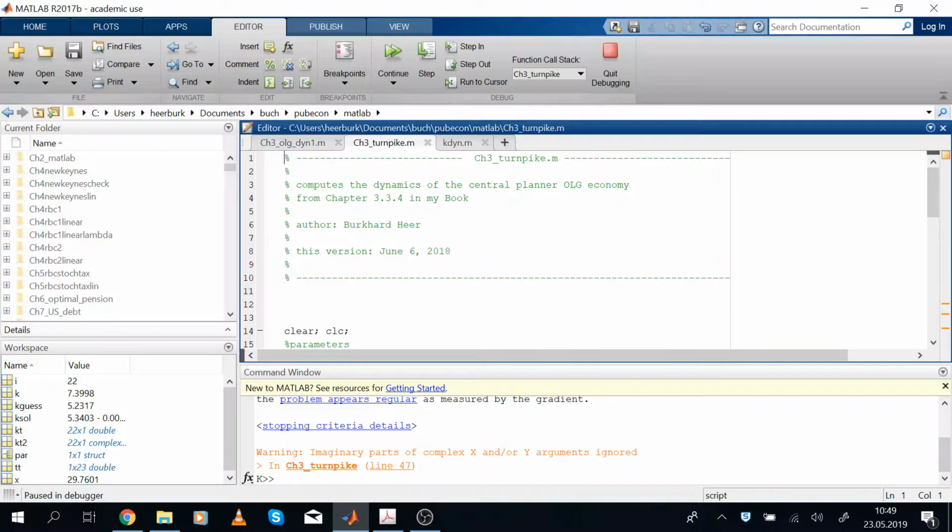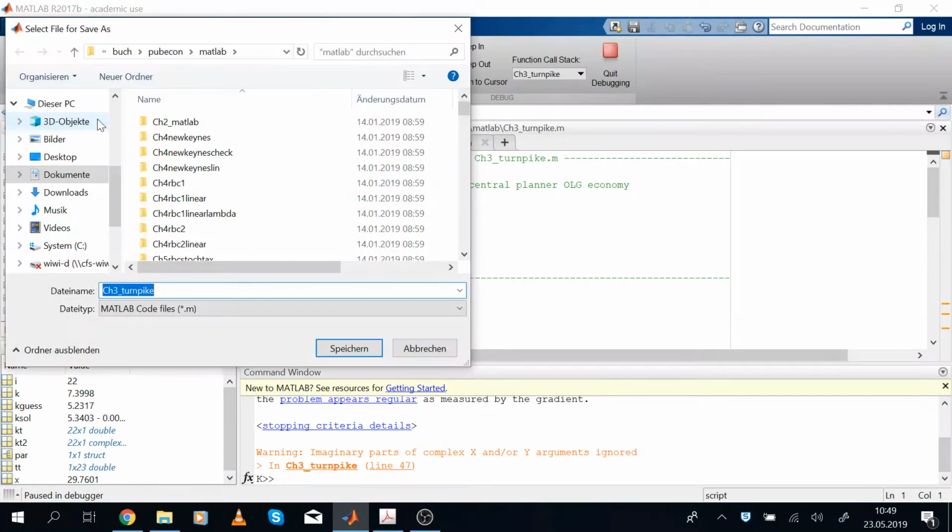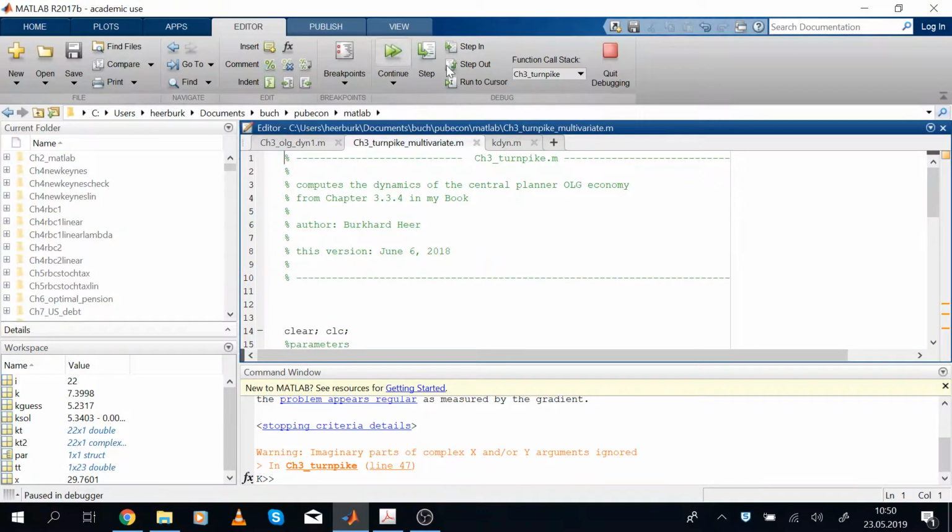Now, the first thing you do is, of course, to save your problem under a different name. So now we want to solve a multivariate problem with 20 unknowns. So why not name the new program chapter 3 turnpike multivariate? And you also have to change this in the header and change the date for the version of your program. So this is May 23.